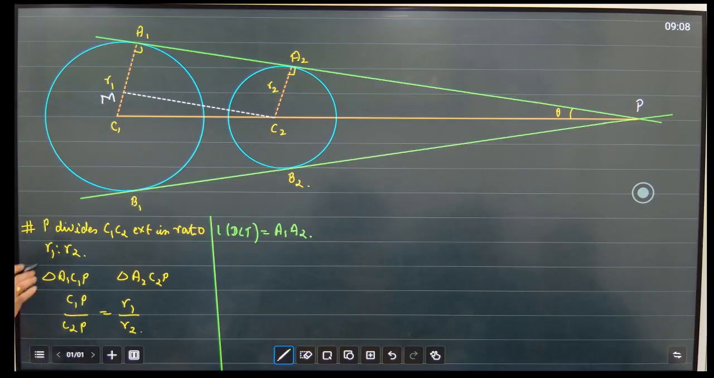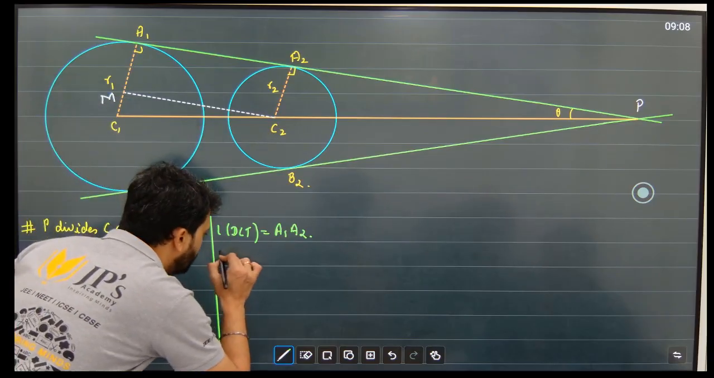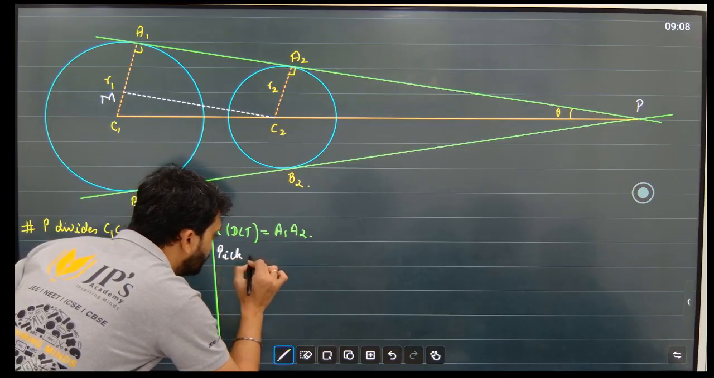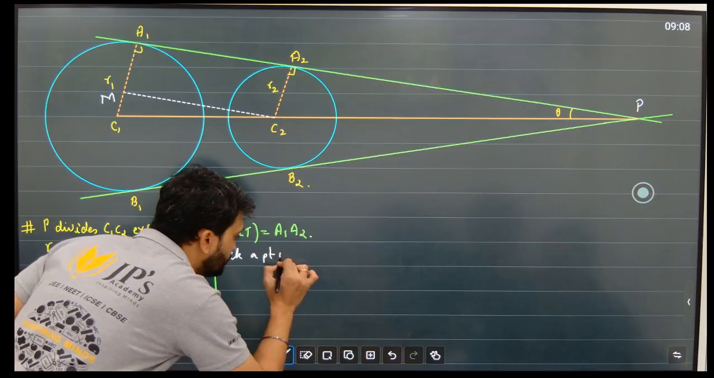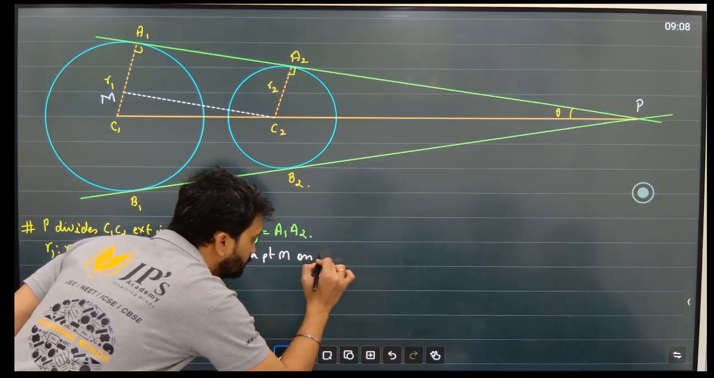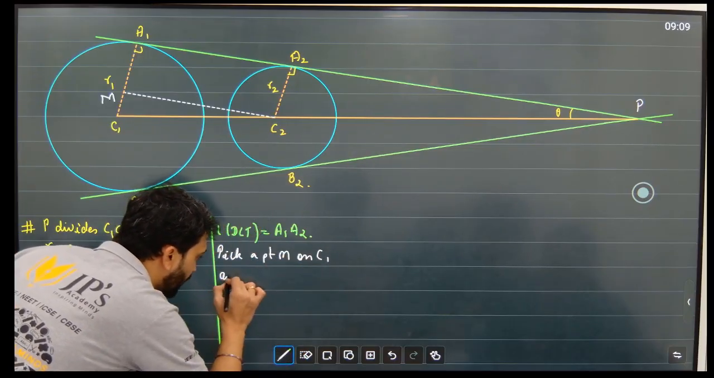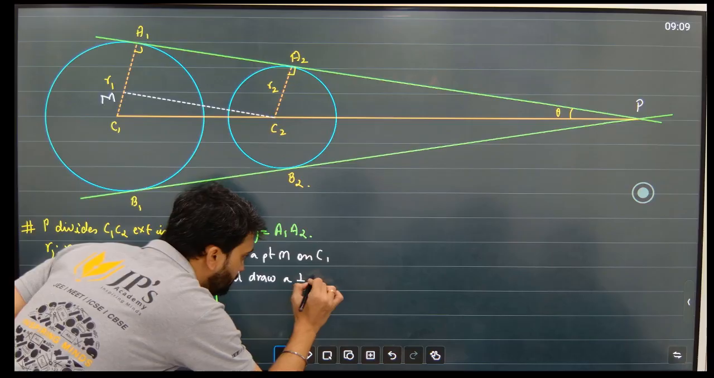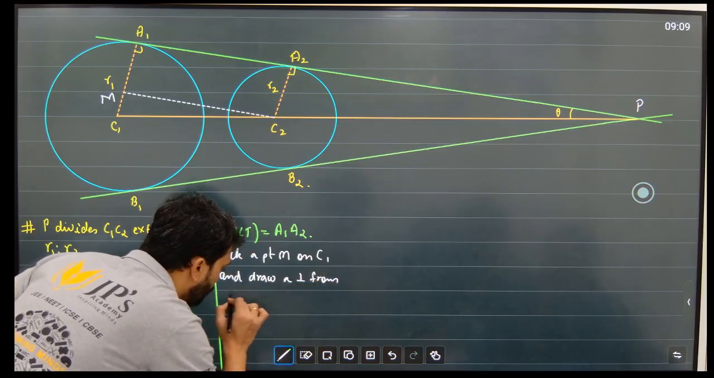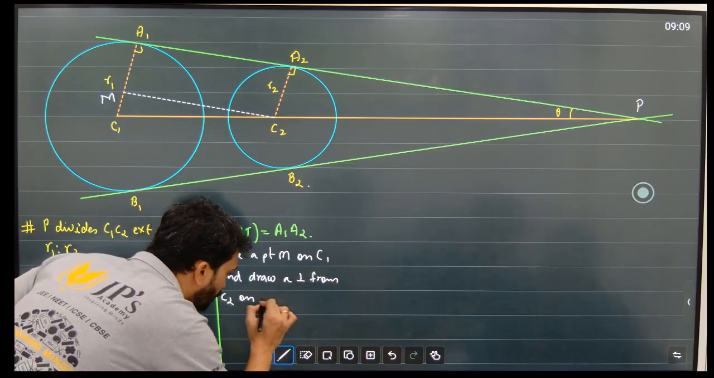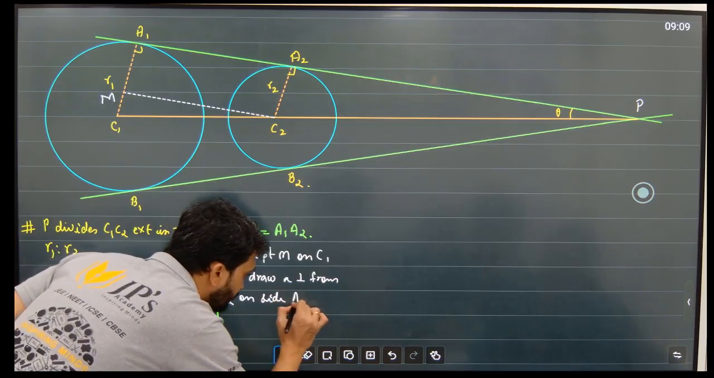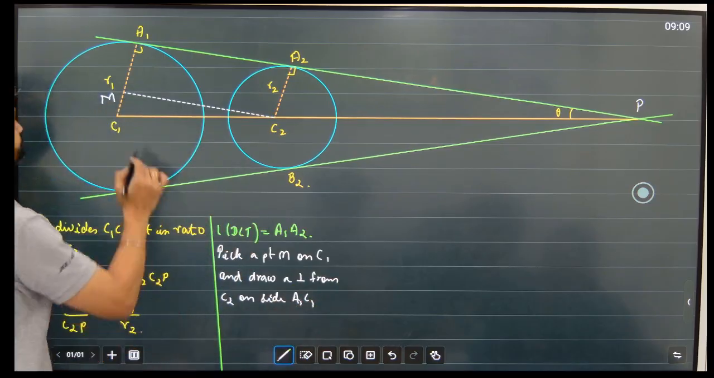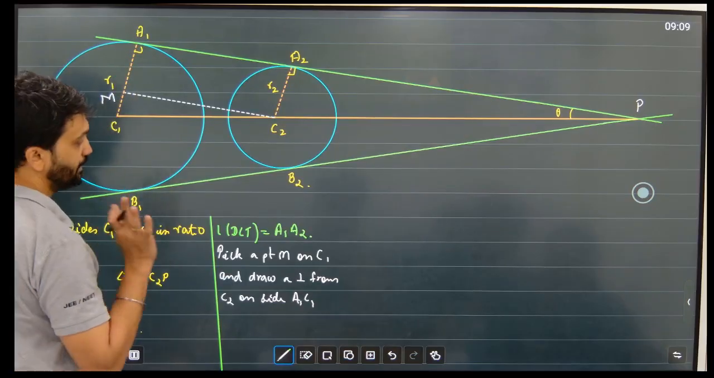Okay. So what I have done is pick a point M on circle 1 and draw a perpendicular from C2 on side A1 C1. So it has formed a rectangle.